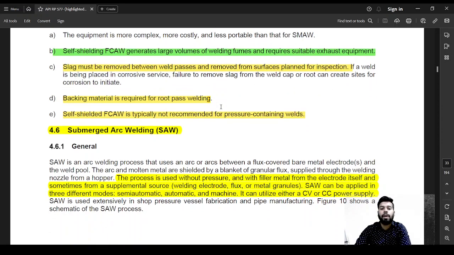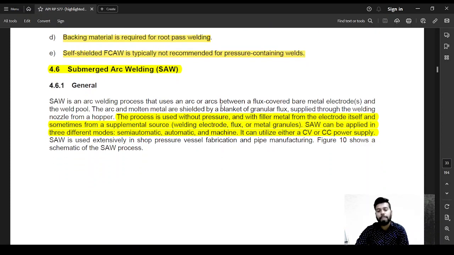Backing material is required for the root pass, and self-shielded flux core arc welding is typically not recommended for pressure containing welds. Then you have submerged arc welding. In submerged arc welding, essentially your entire part is covered with flux. You have a flux hopper that actively deposits flux on the surface, and you have an electrode that moves behind that flux hopper and produces a weldment.